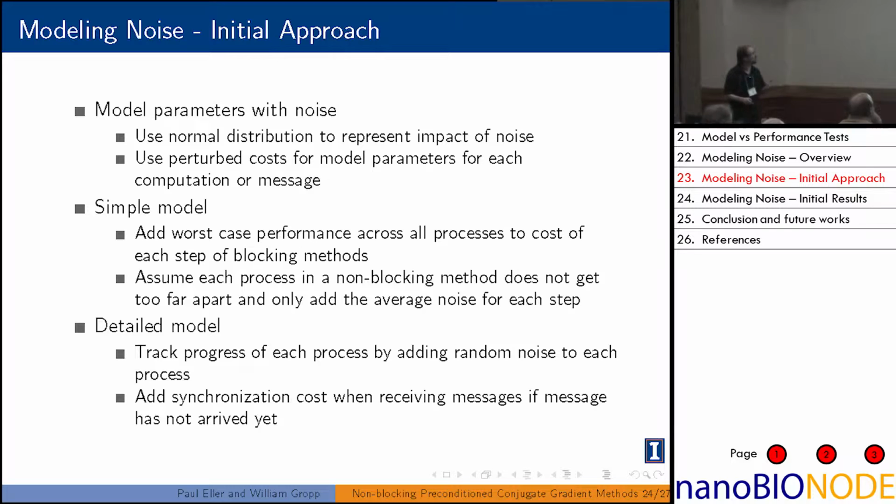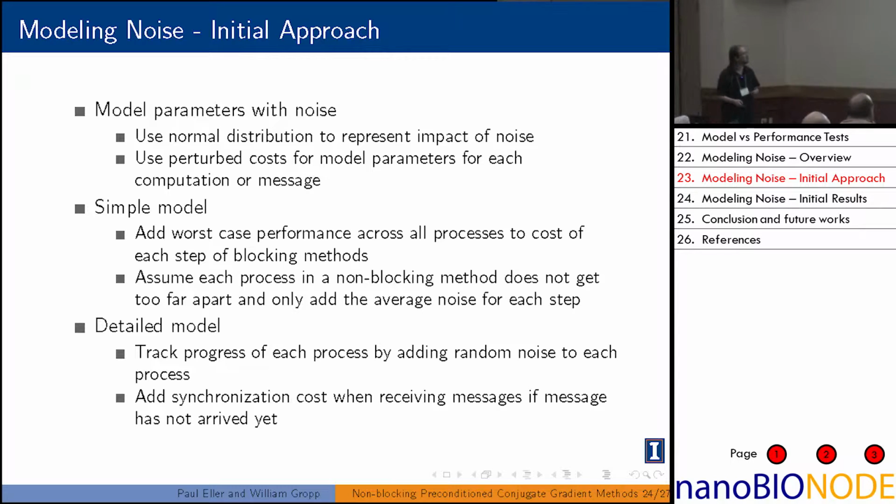So we try to update the performance model to take into account noise. We model the parameters with noise by using a normal distribution to represent the impact of noise, and we use a perturbed cost for the model parameters for each computation or message. We were able to implement a simple model so far.